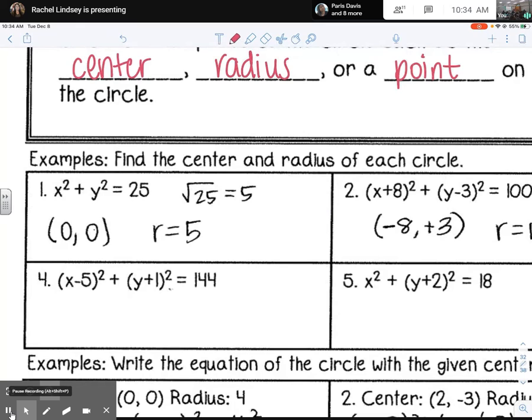So if I did number 4, if I want to find my center, what I'm going to do is change the sign of my h. So it's -5 right now. When I bring it out, it's going to be +5. When I want to find my k, I'm looking at the y one. It's +1 inside, so when I take it out, it becomes -1. And then to find my radius, I'm just gonna do square root of 144. And what's the square root of 144? 12. So my radius would equal 12.